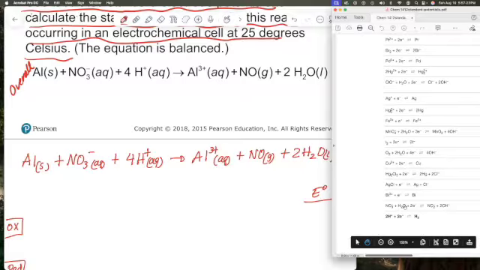Oh, I have a nitrate here, but it has an OH. That's not the right one I'm looking for. And then this one has an NO2. That's not it. Let me keep going.